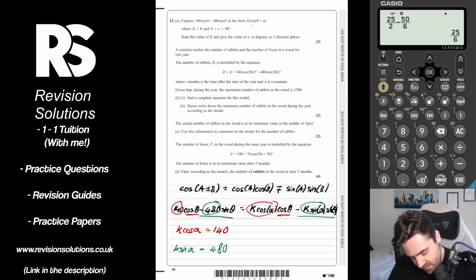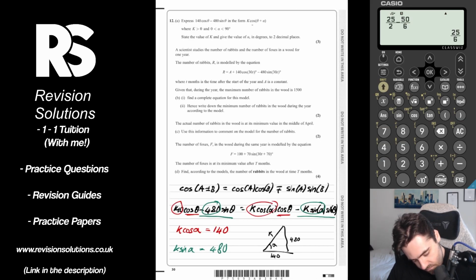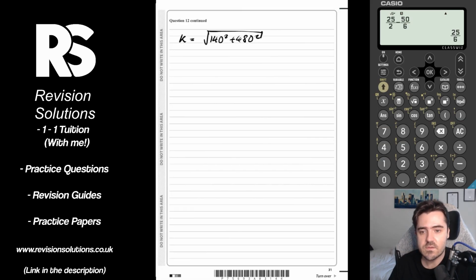And then the quick way to get k is, this is actually just a triangle if you think about it. This is a right angle triangle where this is k and this is alpha. So this would be 140 for k cos alpha, and k sine alpha would be this side. So k is just some Pythagoras. So k is the square root of 140 squared plus 480 squared. Yep, so let's put that in the calculator. 140 squared plus 480 squared. That's 500.